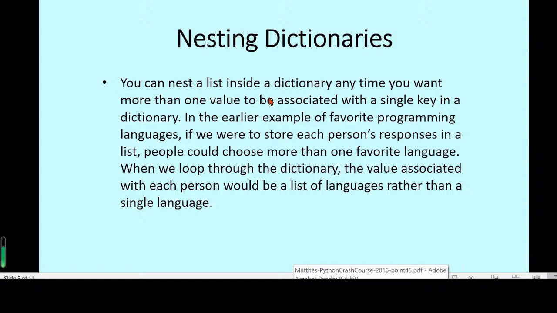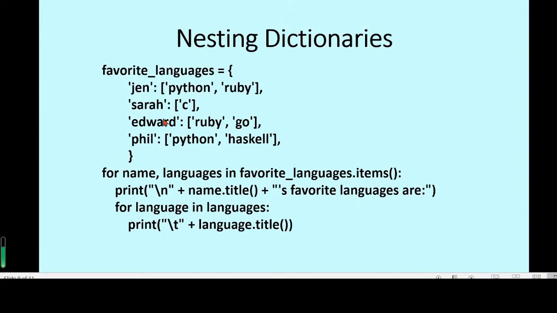You can nest a list inside a dictionary anytime you want more than one value to be associated with a single key in a dictionary. So in the earlier example of favorite programming languages, if we were to store each person's response in a list, people could choose more than one favorite language. So when we loop through the dictionary, the value associated with each person would be a list of languages rather than a single language. So for the programming languages dictionary, this time we use a list to store the values for the languages each person likes.